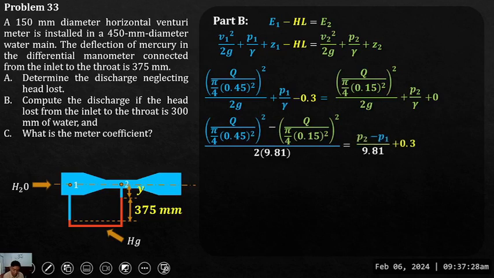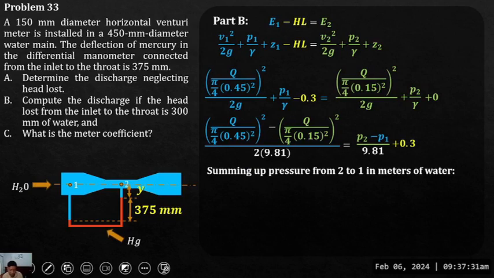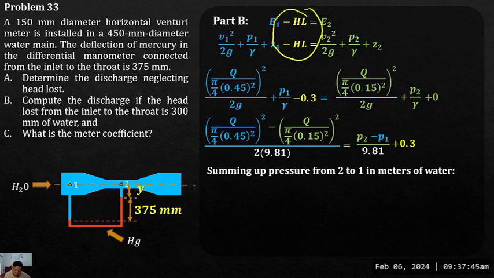Tapos, substitute na lang natin yung pressure difference. Solve naman to kanina. So, anong napansin nyo? Ano yung kaibahan ng may head loss tsaka wala? Yung main difference nila is sa equation lang. Nagdagdag tayo ng minus head loss. Okay, sasabab tayo ng pressure.